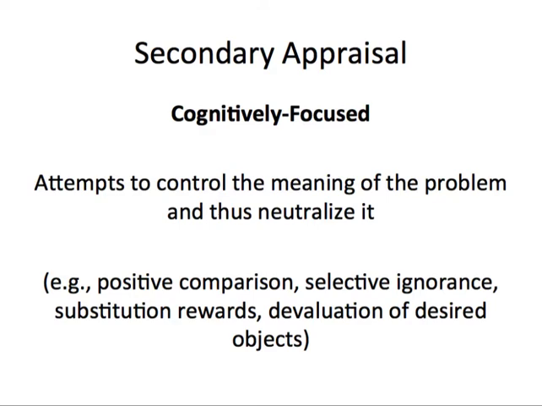Some examples of cognitively focused coping include positive comparison, where a more optimistic view is integrated into the stressor, selective ignorance, where the individual chooses to avoid knowledge of particular aspects of the stressor, and devaluation of desired objects, where the individual cognitively decreases the value associated with the desired object. Let's say, for instance, you really want a new kitchen table. If this brings a significant amount of stress, maybe financial, then you may begin to tell yourself things like, it really doesn't match the rest of the furniture, or it may take up too much space.